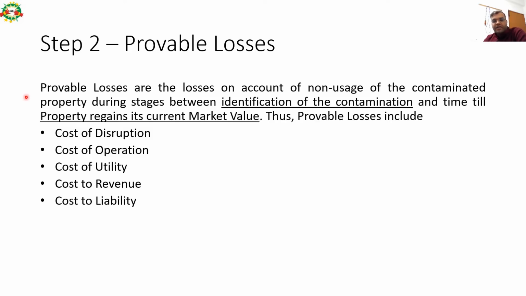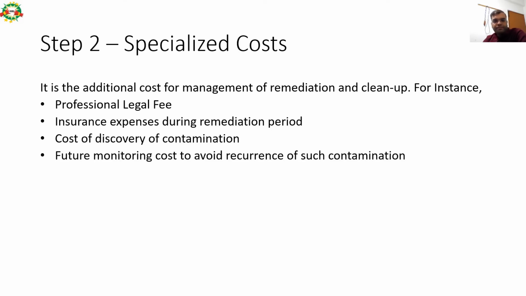Probable losses are the losses on account of loss of usage of the contaminated property during the period between identification of the contamination and the time till the property regained its market value. Thus probable losses include cost of disruption, cost of operation, cost of utility, cost of revenue, cost of liability. All these types of costs have already been discussed in the second session. If you have not seen the session, please go through it. So these are the types of specialized cost. It is the additional cost of management of remediation and cleanup, for instance professional and legal fees, insurance expenses during the remediation period, cost of discovery of contamination, and future monitoring cost to avoid recurrence of such contamination.